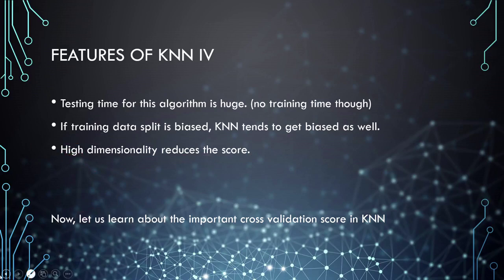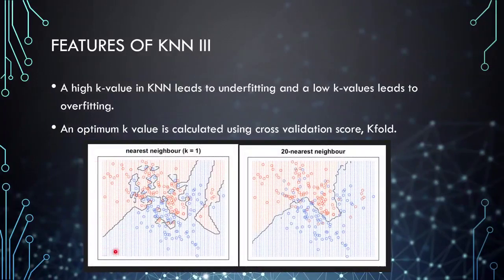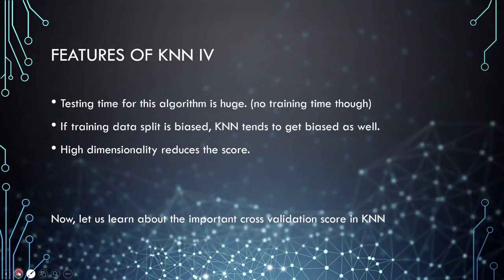So what exactly do I mean by high dimensionality? Suppose instead of two features, I have more than two features. With two features, x and y axis, I can plot, but with three features I have to plot on a 3D axis. With four features, it is more difficult to visualize. So as the number of features increases, the accuracy of this algorithm also decreases.